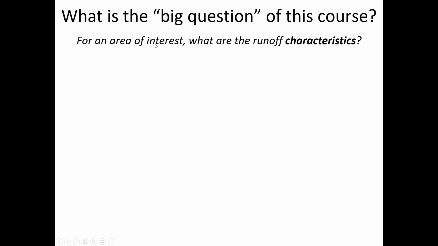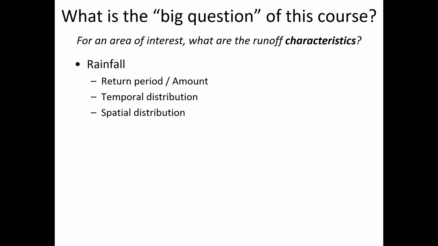And of course, an area of interest is generally defined by where you're putting in either a road or a building. It's just some place that you're interacting with the stream location. So the input data that we have to account for is the rainfall. And we've talked about how there can be both variability in the timing of rainfall and also spatial variability.